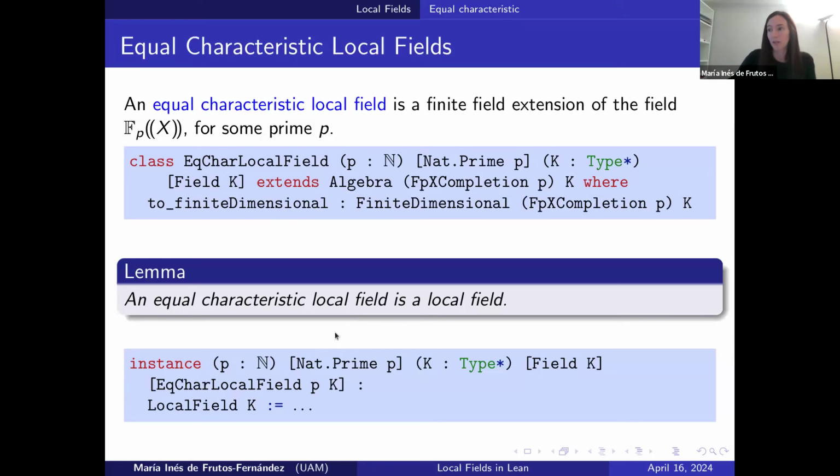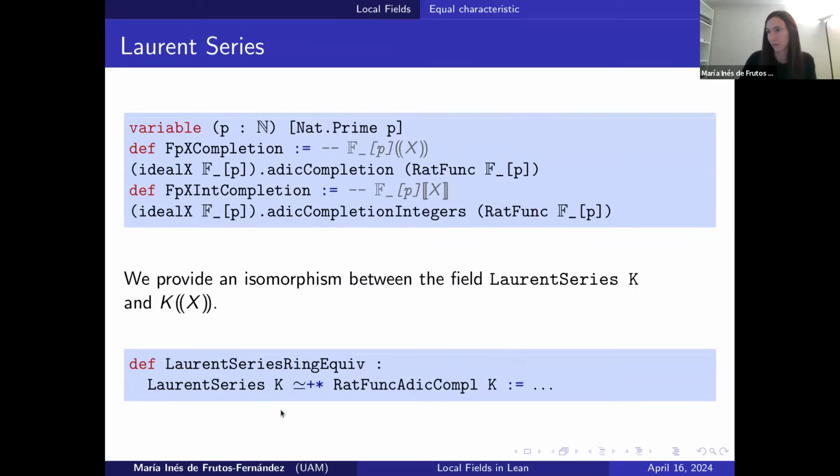Same as in the mixed characteristic local field case, one of the first things we do is prove that this satisfies the definition of local field that we saw at the beginning. In the case of the equal characteristic, there's also something I want to comment about our choice for working with the F_p((X)) completion.